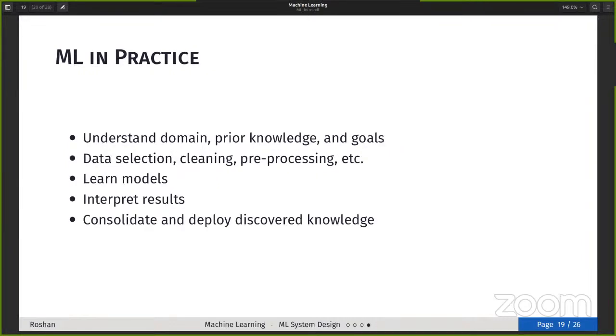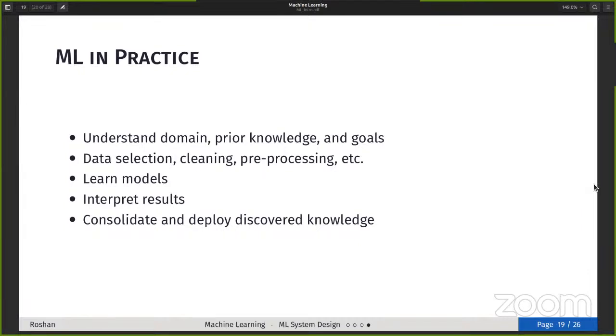And ML in practice: first you have to understand the domain. You have to make sure you have a clear goal. Once you have this goal in mind, you search for data, you clean it, you do pre-processing to make sure it's standardized, and you learn models. Once you try out different models, you get results. Once you've tried all the models and interpreted all the results, you consolidate everything, and then you keep refining this step by step. This goes on in a loop. That's what ML in practice actually is.